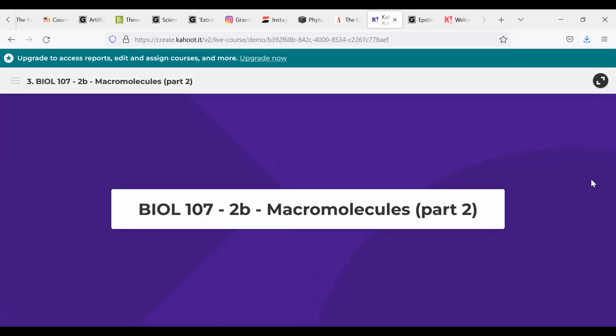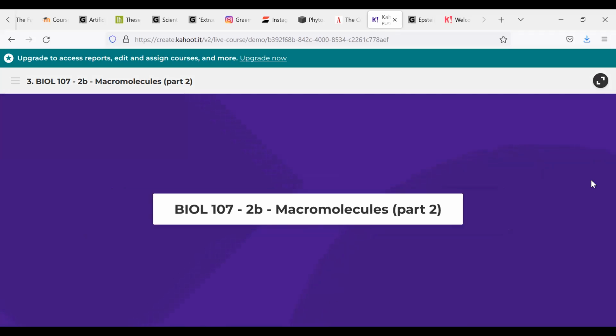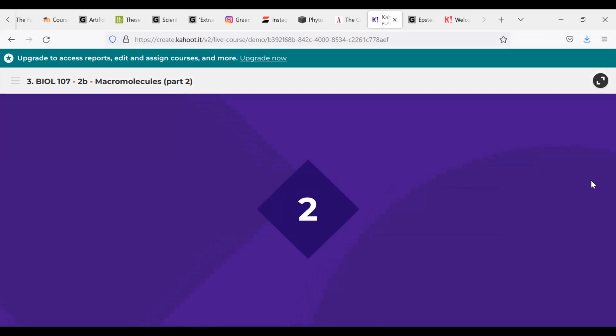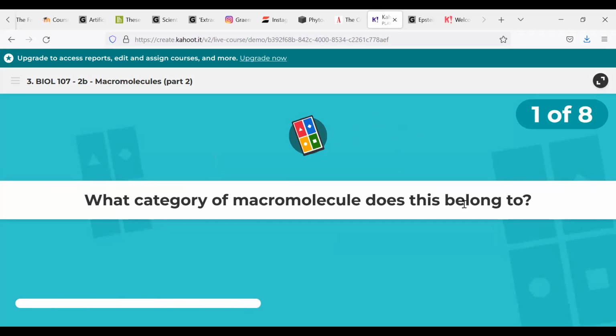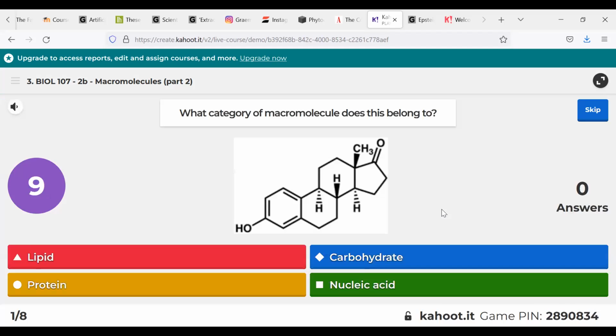Let's get going. It's worth it to take a look at this one to try to understand some of the differences between the macromolecules. Very important for this class. So what category of macromolecule does this belong to?